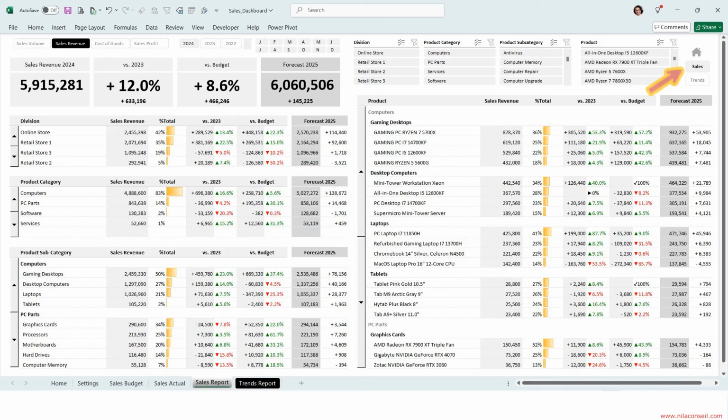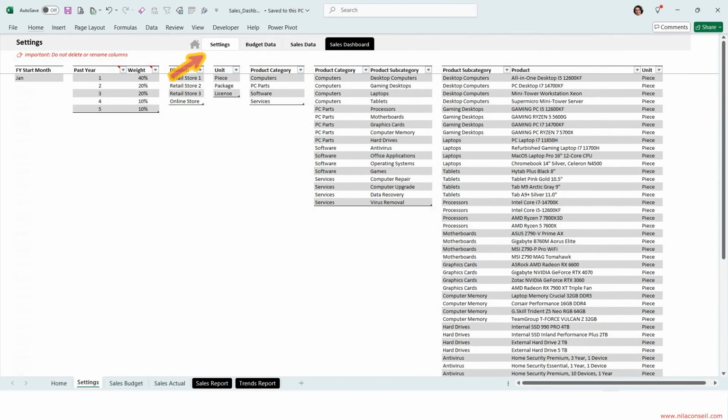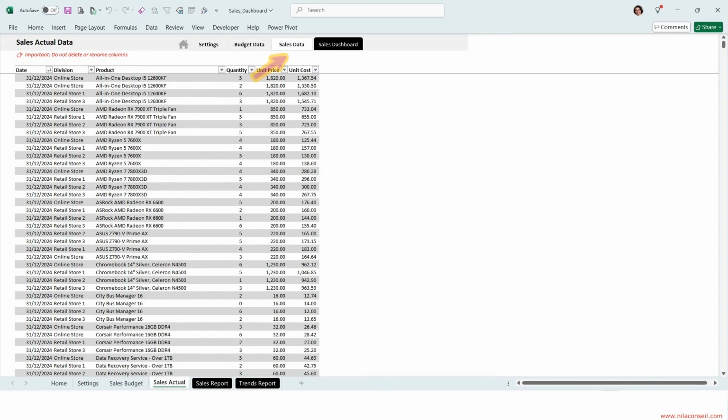This Excel Sales Analytics Report and Sales Trends Report will help you improve sales performance. Define your settings. Enter budget data. Regularly enter or import actual sales data.